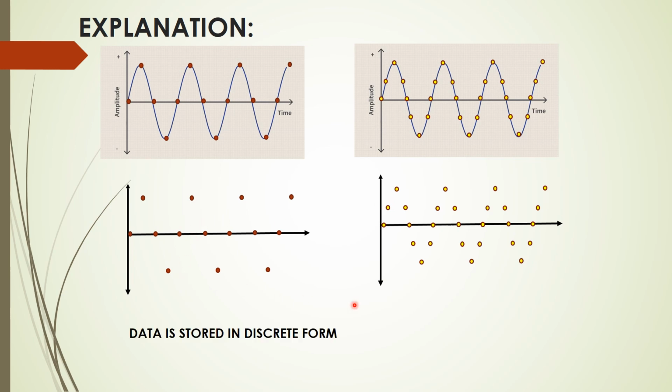The data is stored in discrete form in both of these. We have stored the information of our sound in discrete form in both. But which one is better? The one in which the number of points is greater, because it makes it easy to retrace, so the maximum information can be obtained. So this is the basic method of sampling.